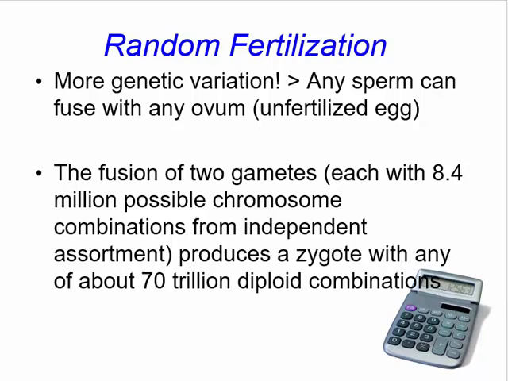So if we had 8.4 million possible chromosome combinations, we're ignoring crossing over here, which adds some variation, producing a zygote with about 70 trillion diploid combinations. So any gamete going with any other gamete, there's 70 trillion different offspring possibilities. So the numbers are staggering, and that's where we see this genetic variation come from.